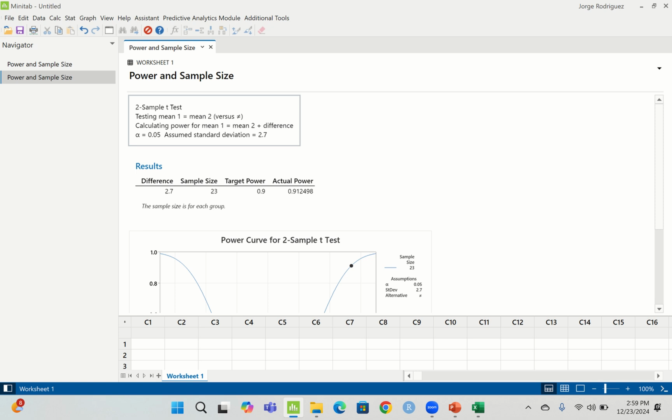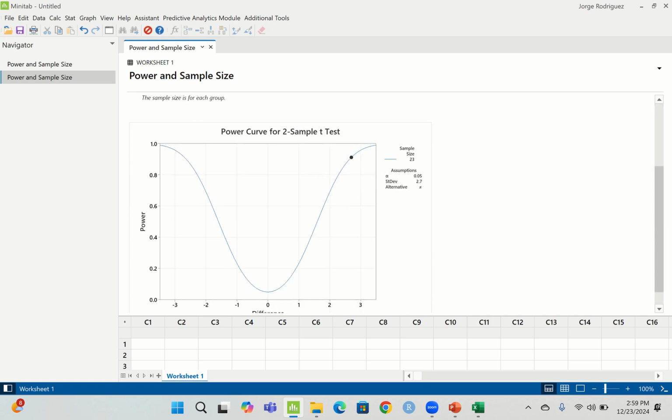Here it gives me a summary. This is for a 2-sample t-test. It's testing whether the means are equal versus not equal, and is assuming an alpha of 5%. The standard deviation is 2.7, and you can read here that the sample size is for each group. So it's recommending 23. The difference is 2.7. The power is 0.9. That means my beta is 10%, but the actual power is a little bit higher according to the calculations in Minitab.